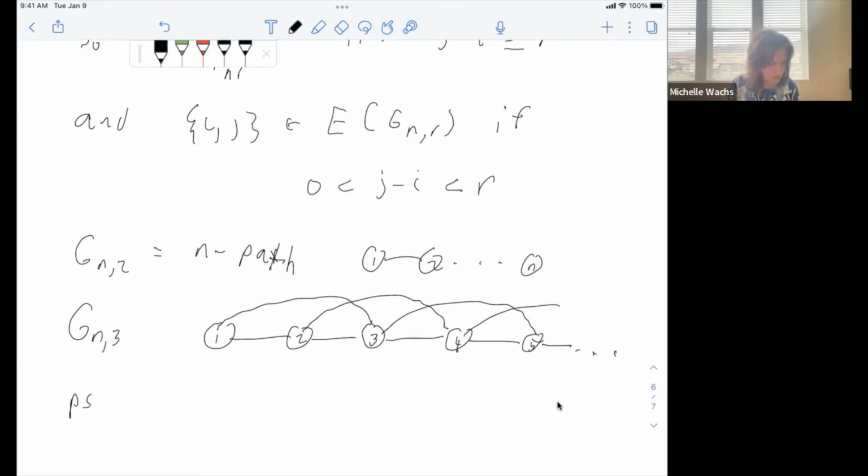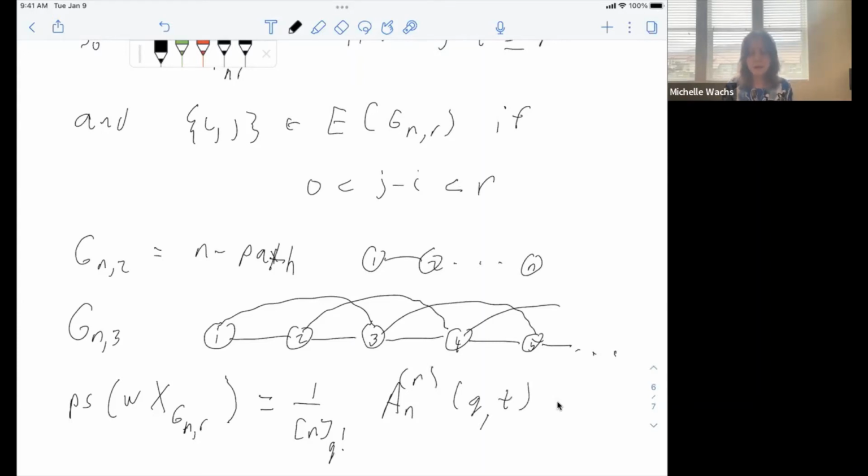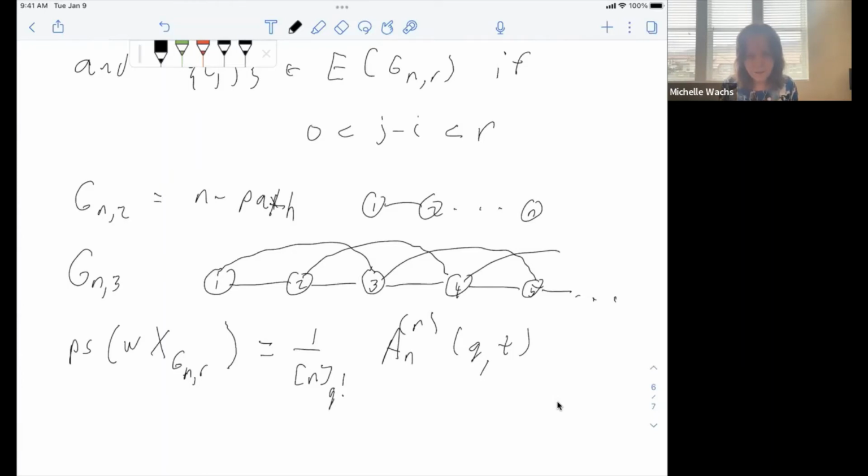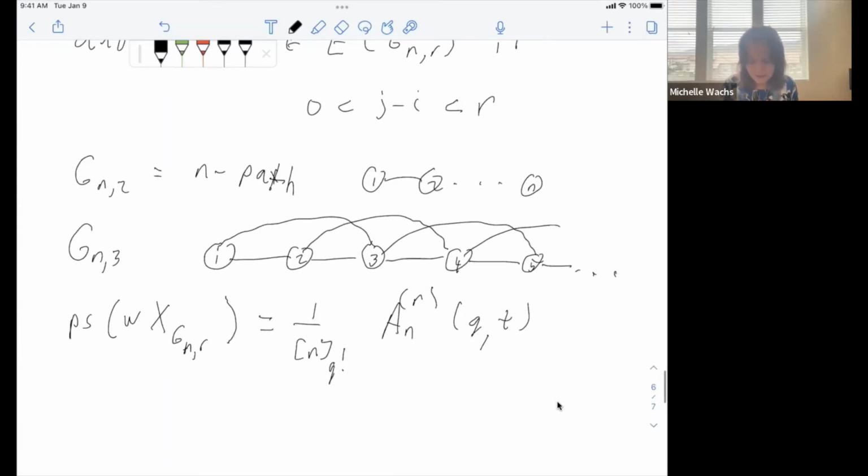So the principal specialization of omega X_{G_{n,R}} is equal to 1 over [n]_q! times A_{n,R}(q,t). So that's how these generalized Q-Eulerian polynomials relate to the chromatic quasisymmetric function. They're stable principal specializations of this special class of graphs. We could do this in the full generality of natural unit interval graphs, but I'm just sticking with this because I find it simple to think about these polynomials rather than doing it for more general graphs.